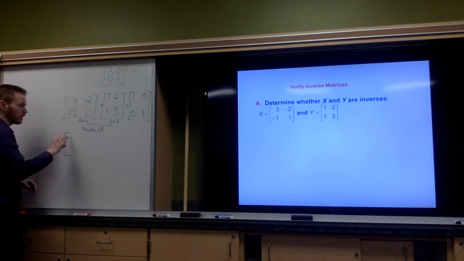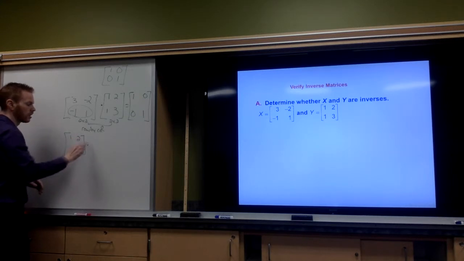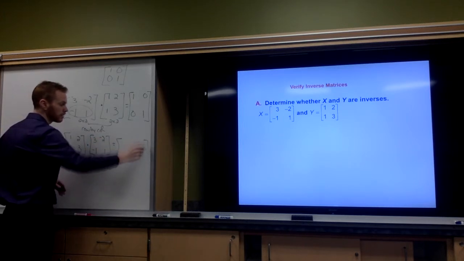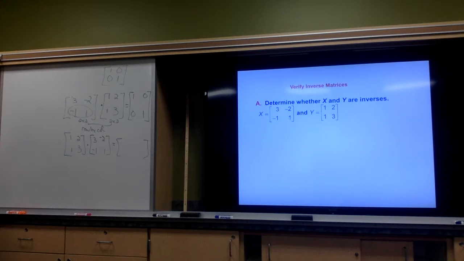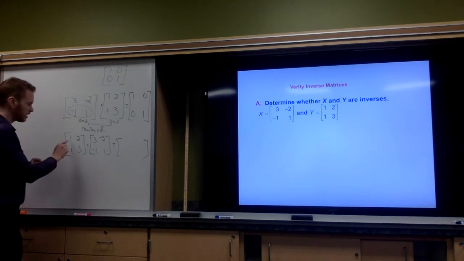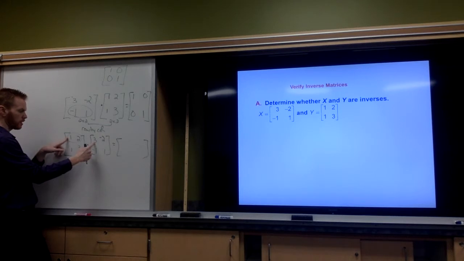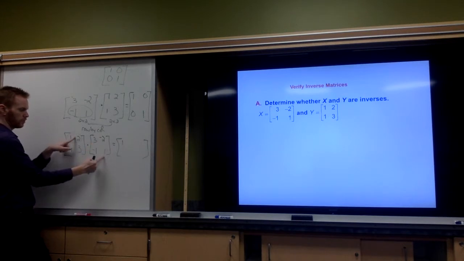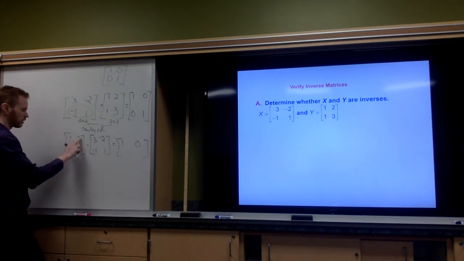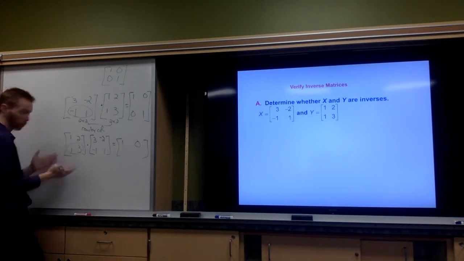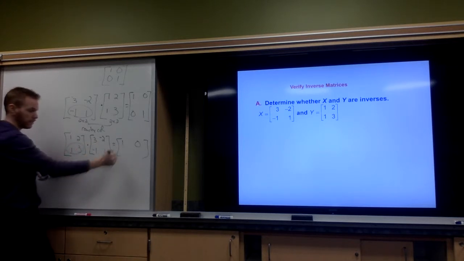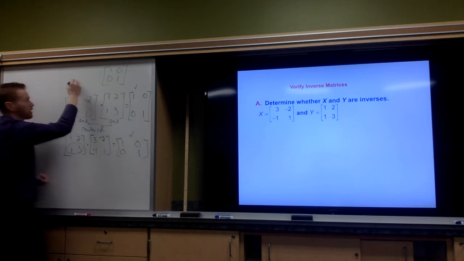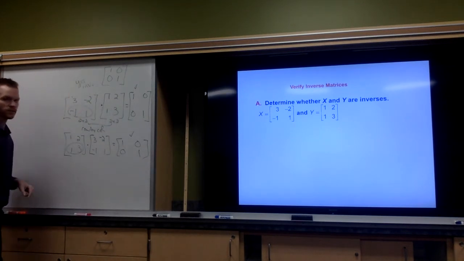Now, according to the definition, if I change the order, I will still get my identity matrix. Still get 1. Well, let's just verify. Let's take this row. So that's 3, right? Plus a negative 2 gives me 1. Negative 2 plus 2 gives me 0. Now we're going to go to the next row. We have 3 and negative 3 gives me 0. Negative 2 and 3 gives me 1. Yep. So we could say, yes, they are inverses.